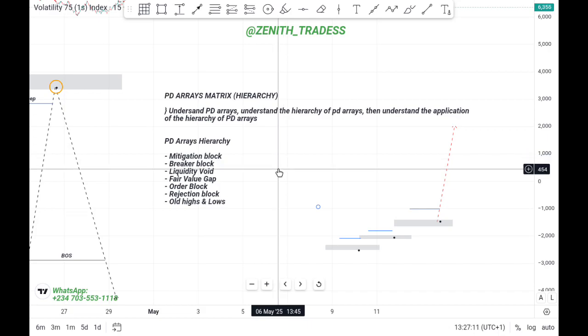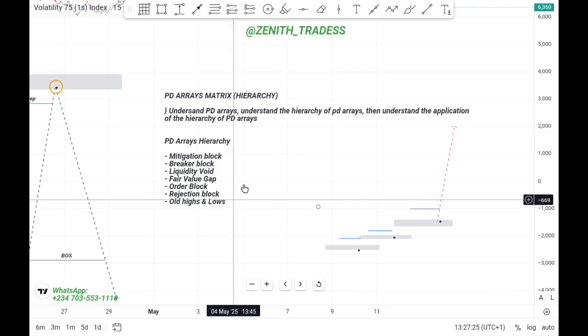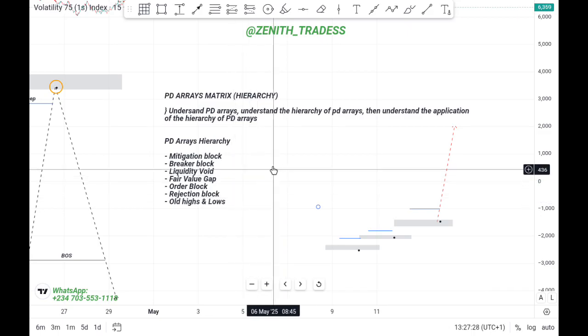And I said, since we are trading synthetics, most of the time we don't have liquidity voids, because these liquidity voids happen when there are festive periods, when there are holidays or banks did not work. But in synthetics we don't have anything like that. So mostly we don't have liquidity voids as synthetic traders.